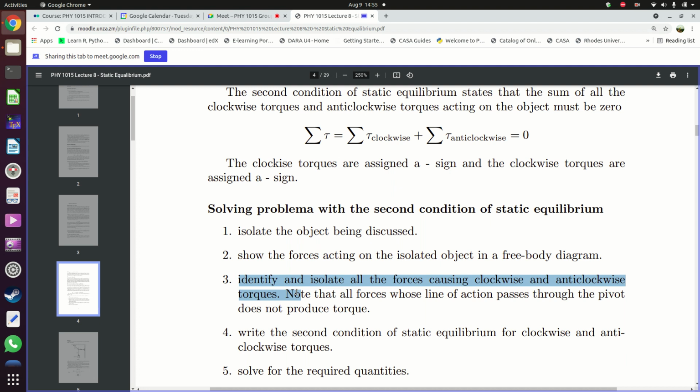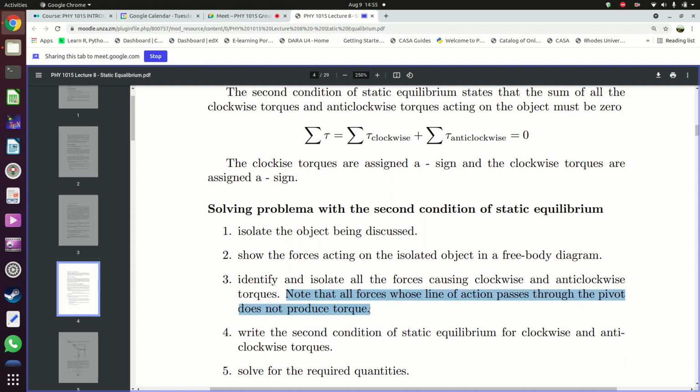If the force is passing through your pivot, then that particular force clearly will not produce any torque. This is a very, very important point. Note that all forces whose line of action passes through the pivot do not produce a torque.